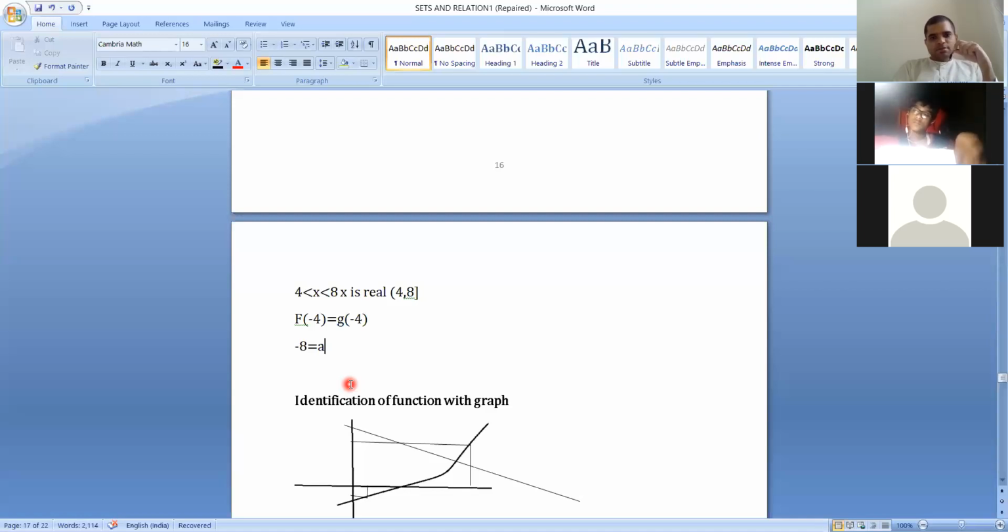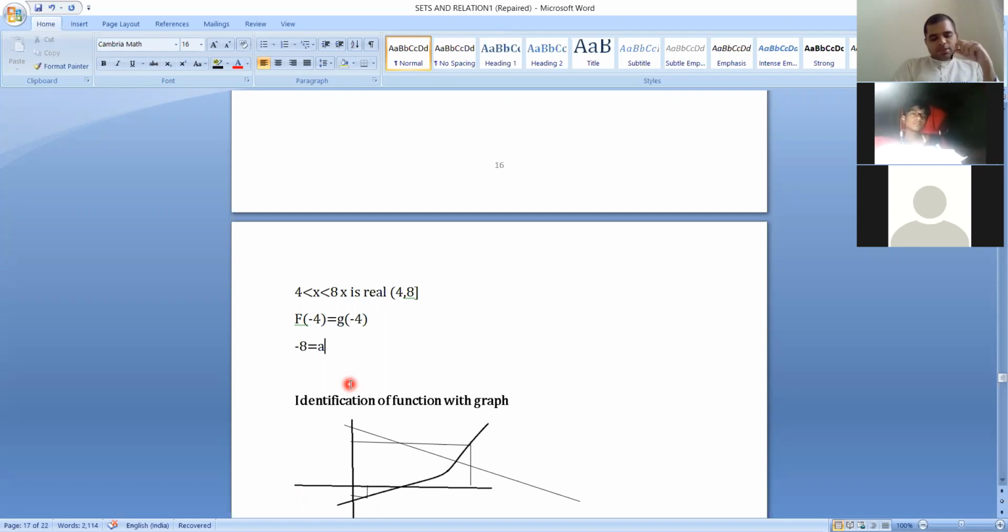Do you understand? But how is lambda equal to -8? Lambda is equal to -8 because we are given that f(x) is equal to g(x). Also f(x) equals x minus 4 is given in the question. Are you able to see the question? Yes.